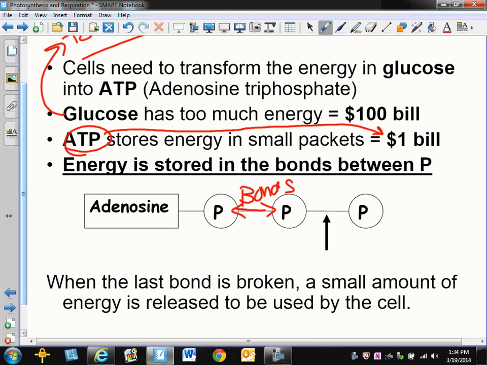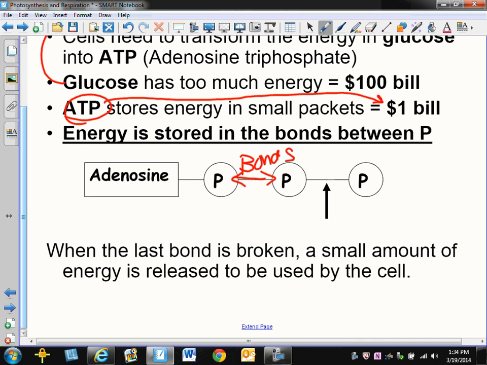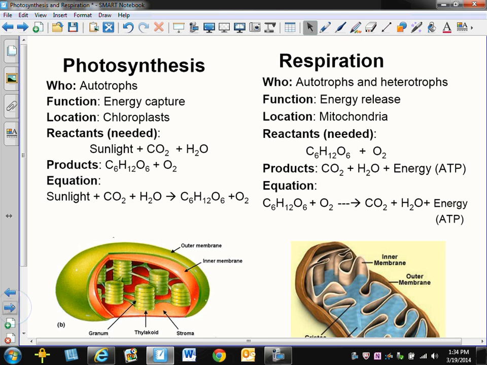How many of you have ever had the party poppers where you pull the thing out? It goes pop, much louder than I can do that. When that thing pops, that's just like this phosphate popping off. That loud pop is the release of that energy. So when the last bond is broken, a small amount of energy is released to be used by the cell. That's breaking it down from $100 to $1.